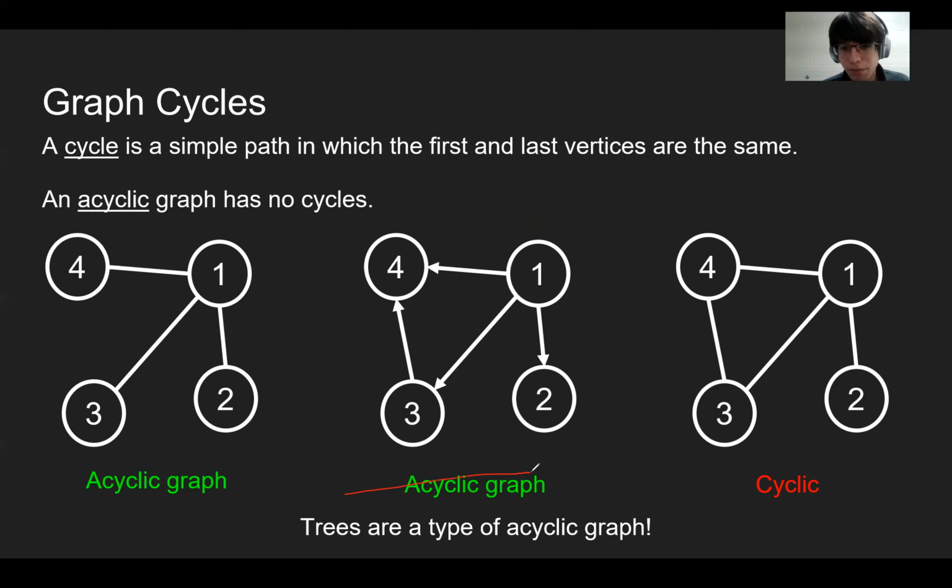So that's why this is acyclic. There's no cycle, acyclic, no cycle. This one, there's a cycle, right? That's why it's cyclic. Okay, so that makes sense. And oh yeah, trees, which we talked about in this class, are a type of acyclic graph.